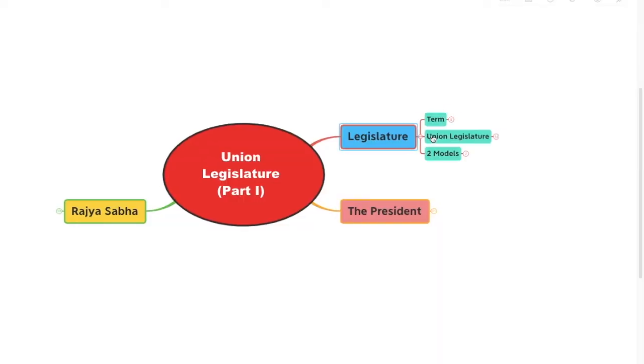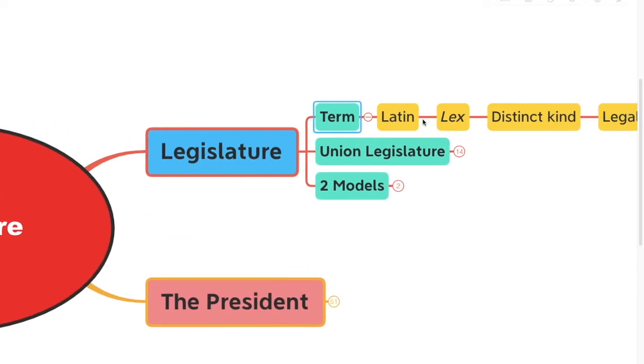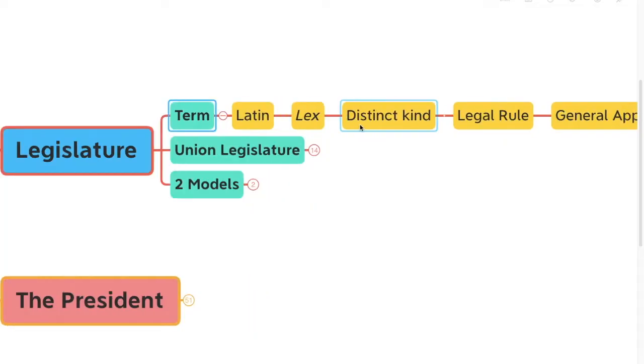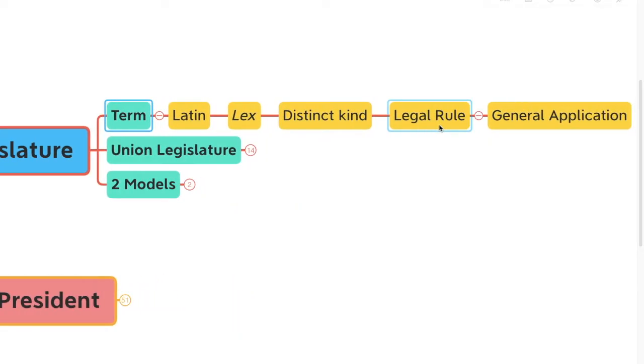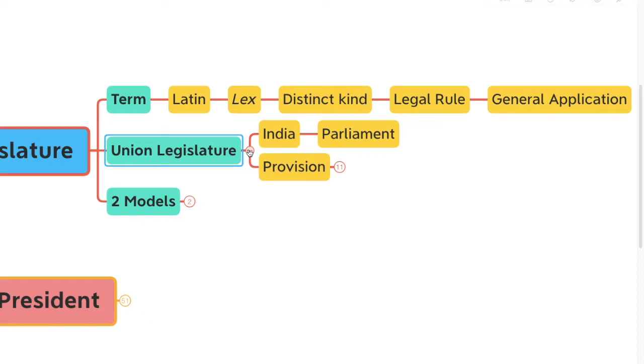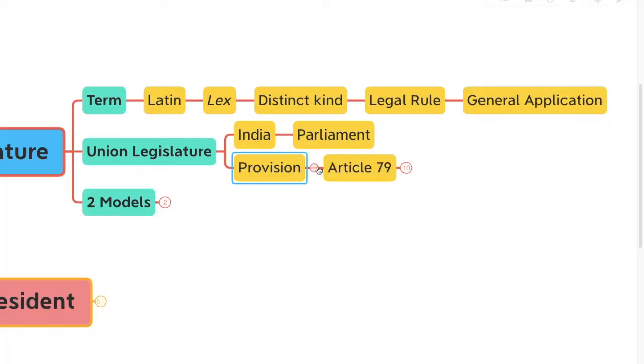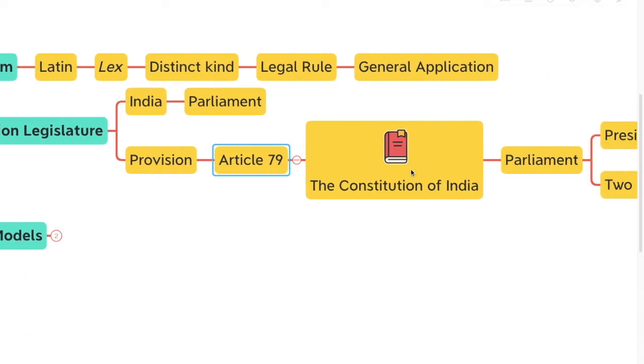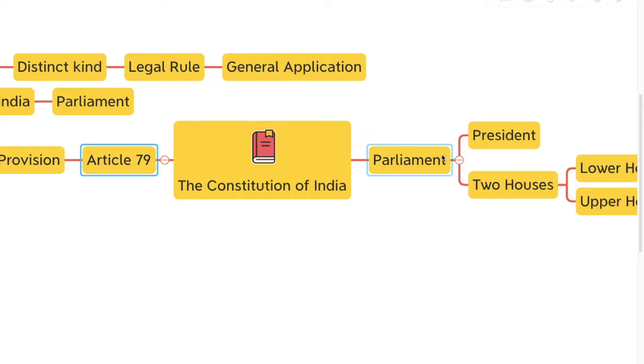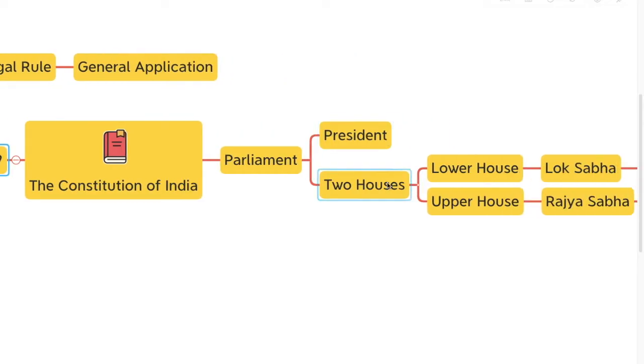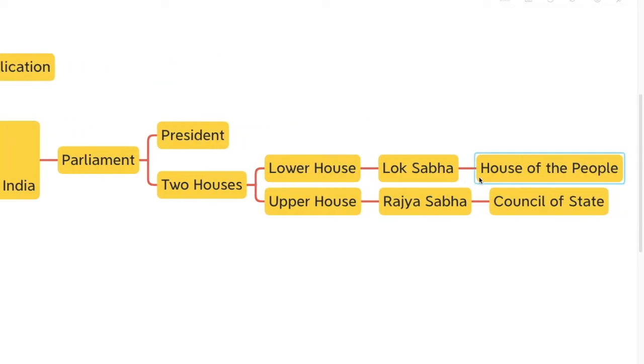The term legislature is derived from a Latin word lex, which means a distinct kind of legal rule, mainly of general application. So the Union Legislature of India is called Parliament. Under the provision of Article 79 of the Constitution of India, the Parliament of India consists of the President and the two houses. And which are these two houses? The lower house, which is called Lok Sabha or House of the People, and the upper house, which is also called Rajya Sabha or the Council of State.